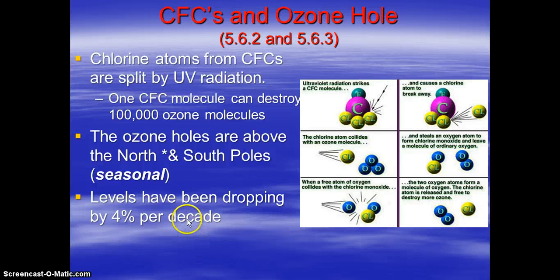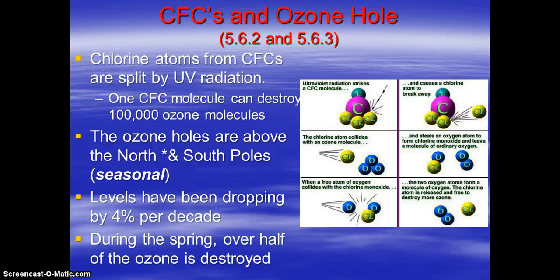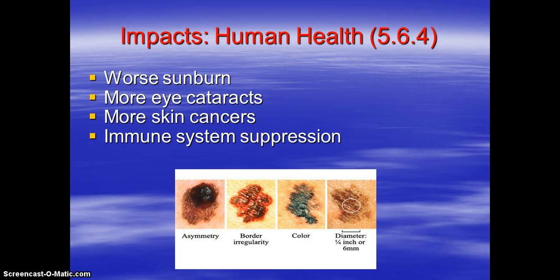The levels of ozone were dropping about 4% per decade at that time. And then during the spring, over half of ozone seems to be destroyed. So somehow it's really seasonal. The impacts of this ozone hole can be on human health, things like burns and potential for cancer, and bad for our immune system. Here we can see how it might impact our skin and cause skin cancer.